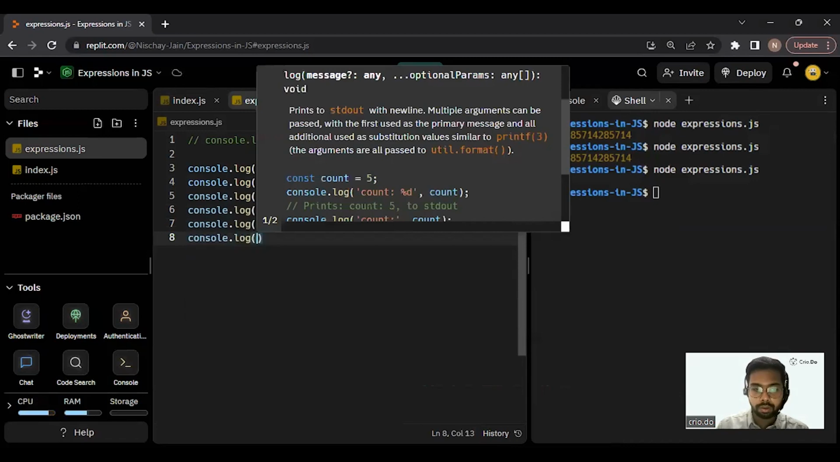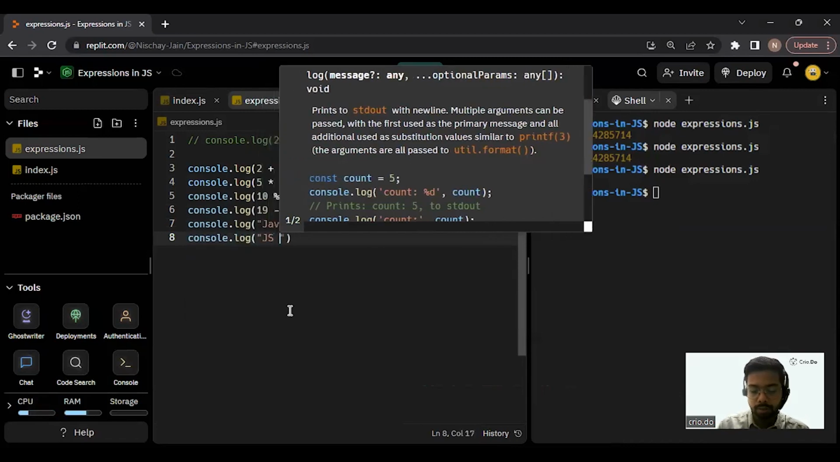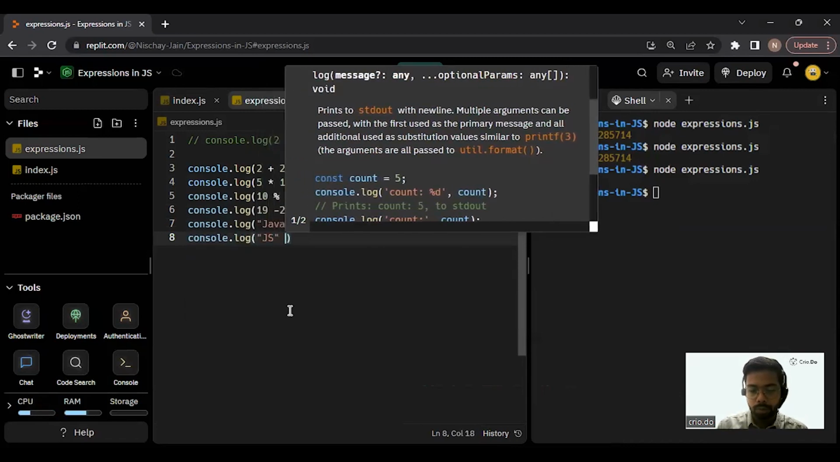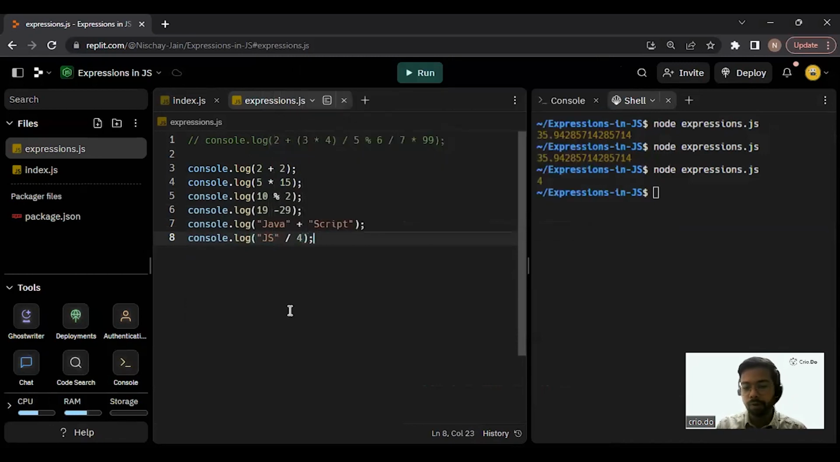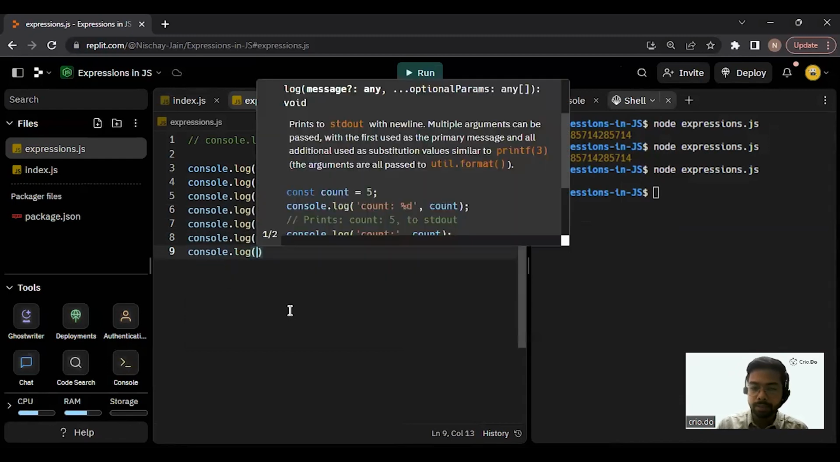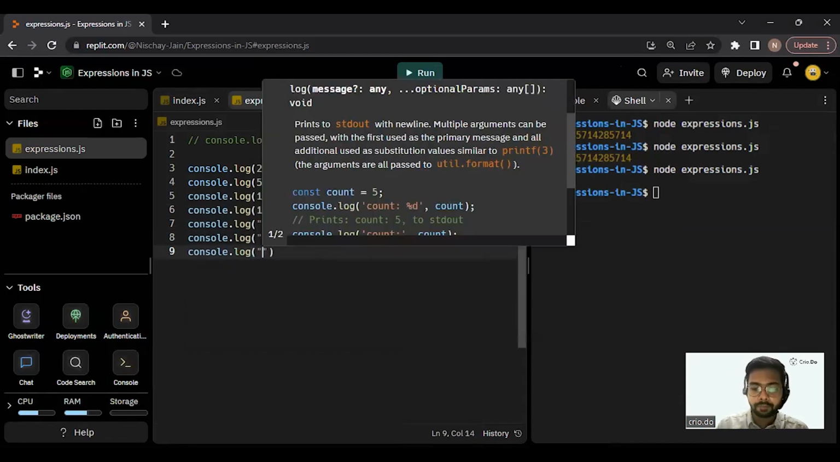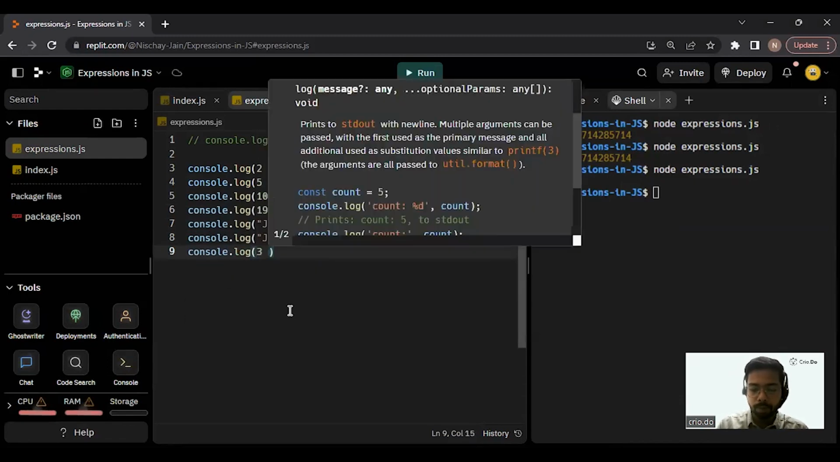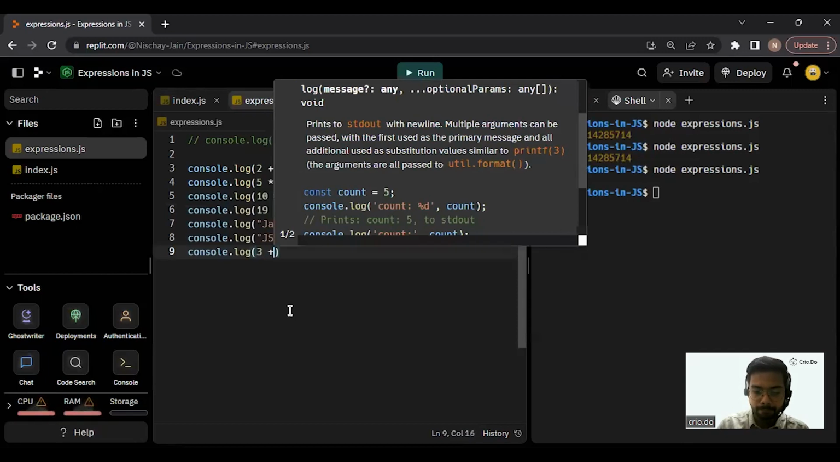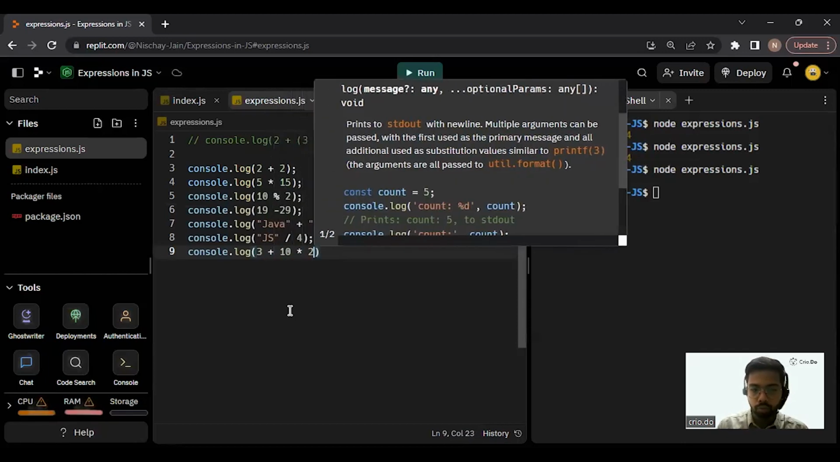Console.log of JS divided by 4. Well, this seems to be weird, right? We are trying to divide a string by a number. Can you guess what is going to be the answer? Think about it. Next one is 3 plus 10 into 2.